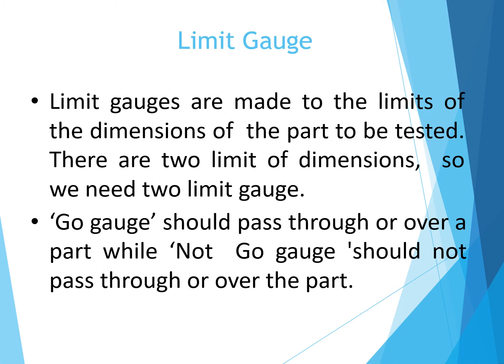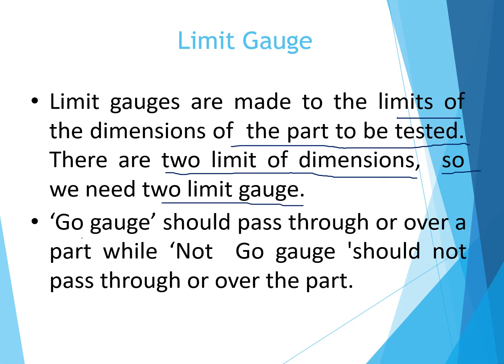These limit gauges are made to the limits of the dimensions of the parts to be tested. Whatever parts I am going to test, for that I am going to use these limit gauges. So we need two gauges, the go gauge and the no go gauge. What is the meaning of go gauge? It should pass through or over a part. No go means it should not pass through or over the part. Go gauge should meet the specifications, and no-go gauge will not meet the specification.